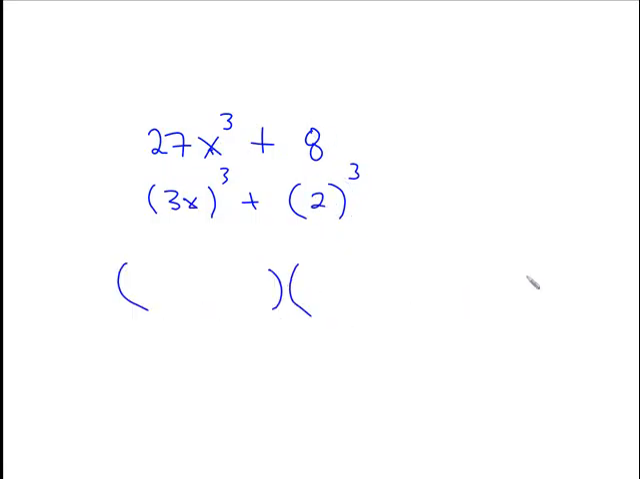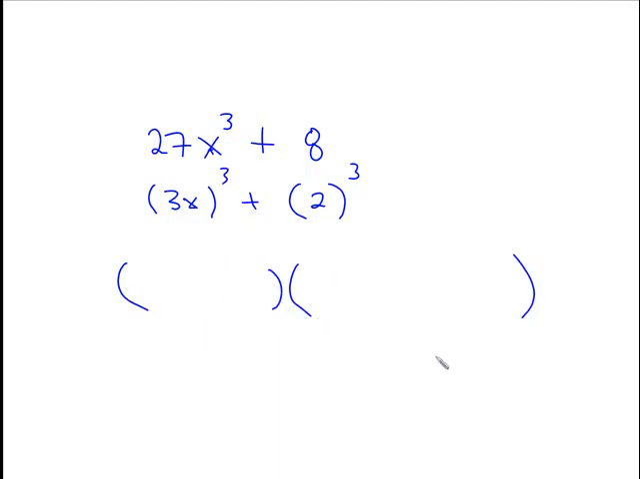Let's say we have 27x to the third plus 8. So if you do the checks to see if this is a sum or difference of cubes, in this case it would have to be a sum because this is a plus sign. So is there something that'll cube to give you this? 3x. Is there something cubed that'll give you this? Yep, 2. So let's set up our factors.